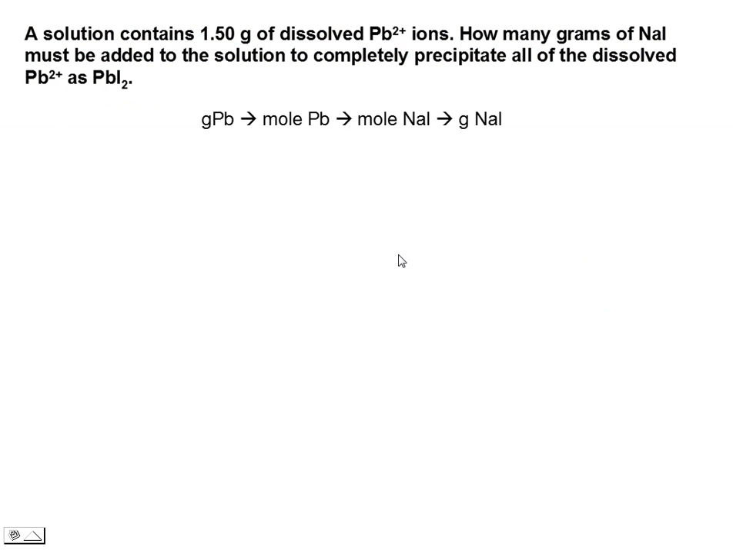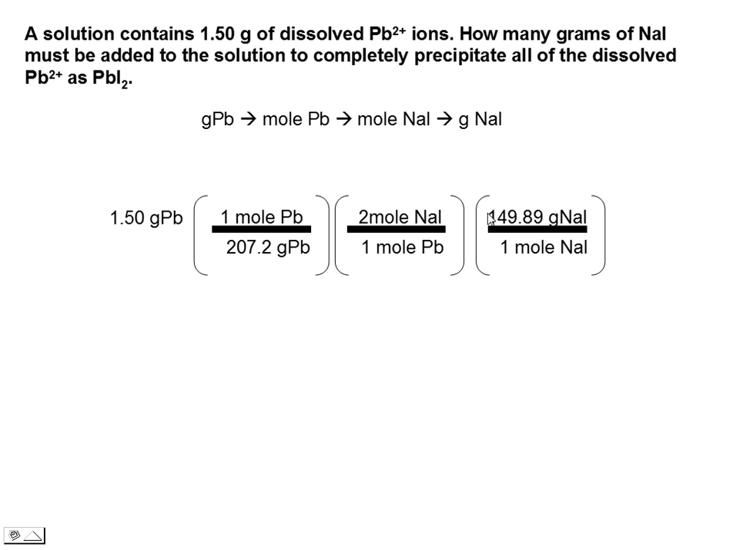Let's solve this problem. We know that we'll be starting with grams of lead, which is given above. And we know that we want to end in grams of sodium iodide. So please pause the video and take a couple of moments to solve the problem. This is the equation and how I set it up, so make sure my setup matches up with yours. Notice that the grams of lead cancel, as well as the moles of lead, as well as the moles of sodium iodide, and we're left with grams of sodium iodide.